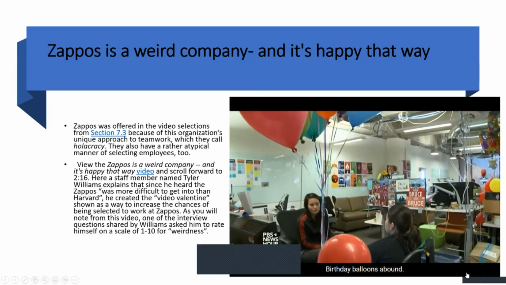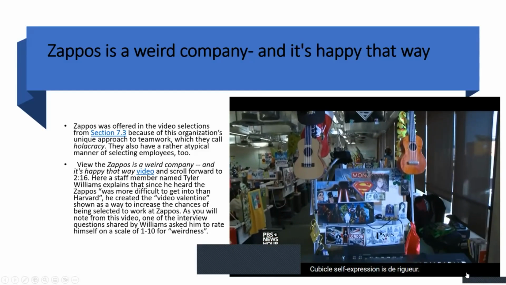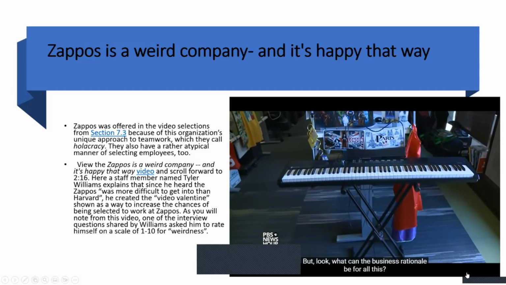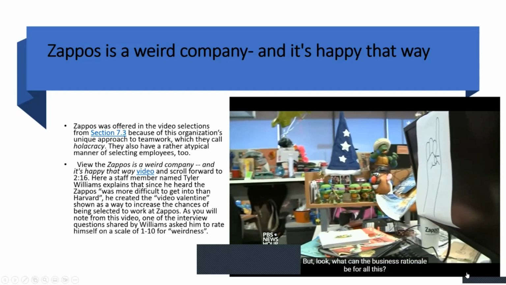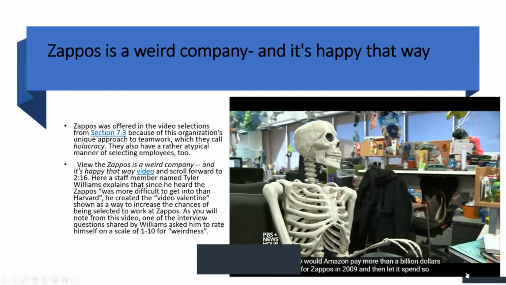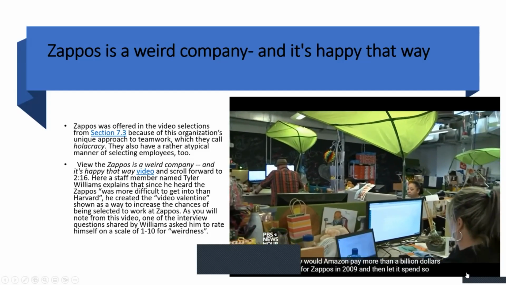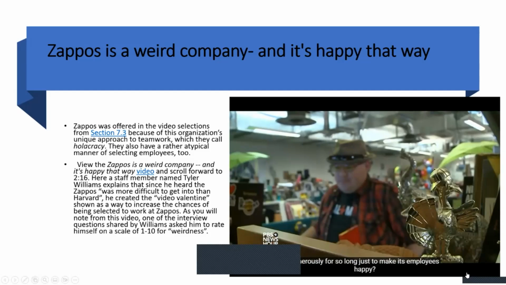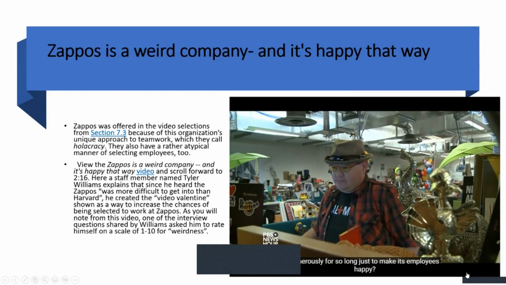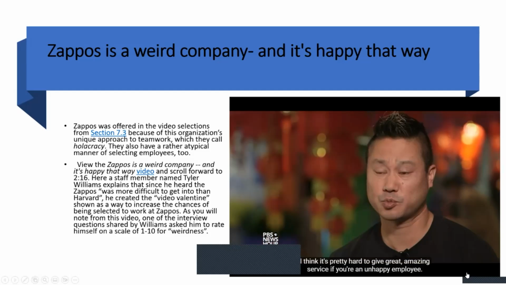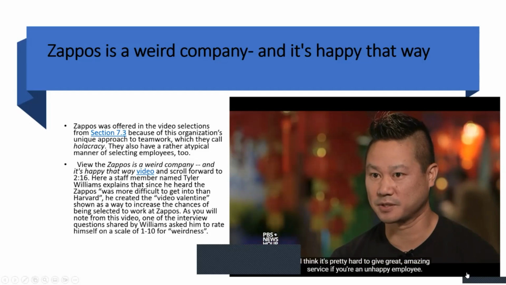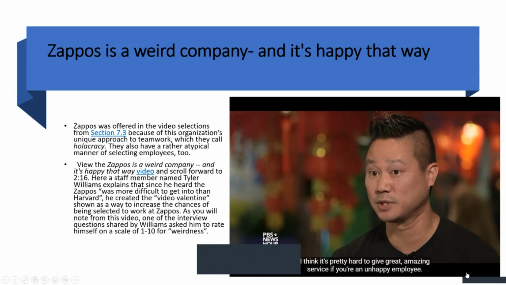Birthday balloons abound. Cubicle self-expression is de rigueur. But look, what can the business rationale be for all this? Why would Amazon pay more than $1 billion for Zappos in 2009 and then let it spend so generously for so long just to make its employees happy? I think it's pretty hard to give great, amazing service if you're an unhappy employee.